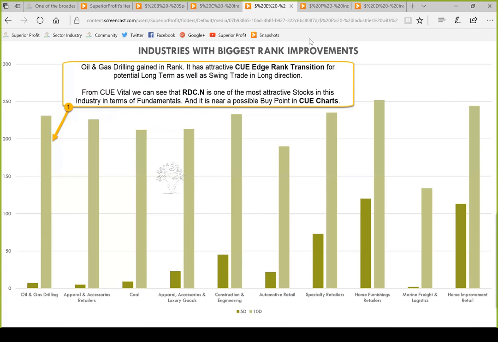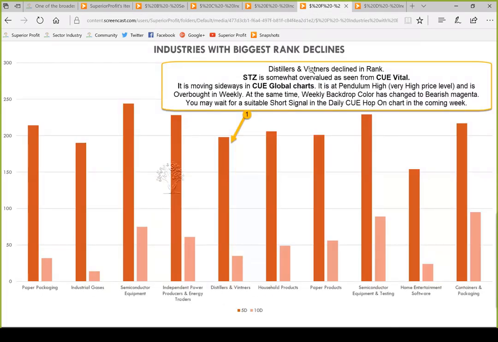Let's look at the industries with the biggest rank decline. Distillers and vintners declined in rank. STZ is somewhat overvalued as seen from Q Vital. It is moving sideways in Q global charts. It is at pendulum high, which is a very high price level, and is overbought even in weekly. In daily, I have to say. At the same time, the weekly backdrop color has changed to bearish magenta. So we may wait for a suitable short signal in the daily Q Hopon chart in the coming week.